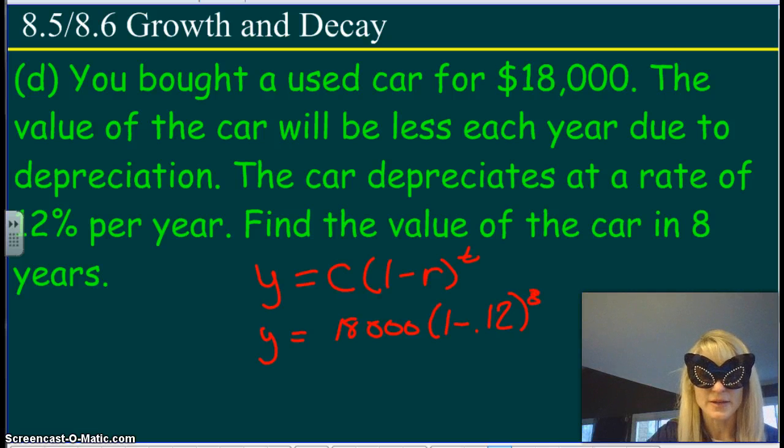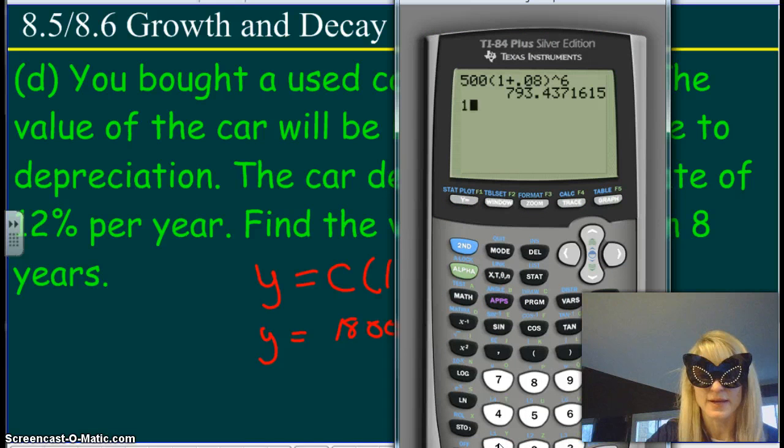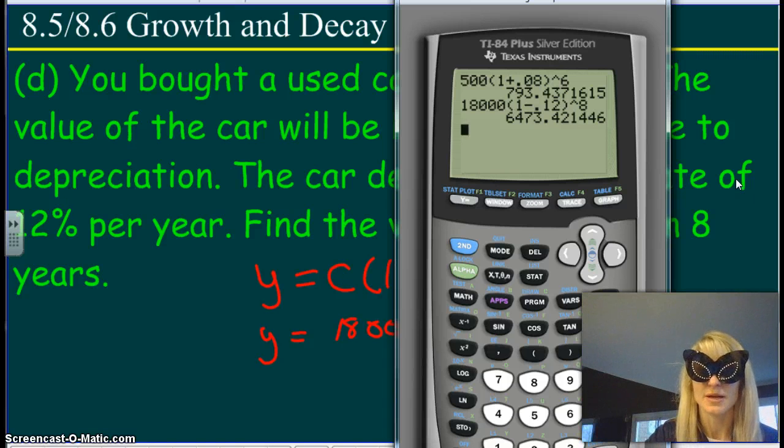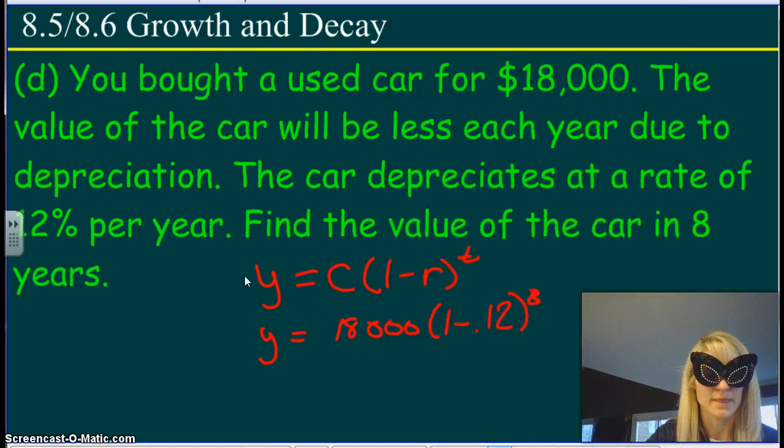So again, you want to take your calculator. We'll put in our $18,000 that we bought it for. Not a lot of cars you can buy for that anymore, but we're going with it. Minus the 12%, so 0.12. And then over 8 years, so we raise it to the 8. So we'll find that after 8 years, our car is going to be worth $6,473.42. So in 8 years, it goes down quite a bit, right? Okay.